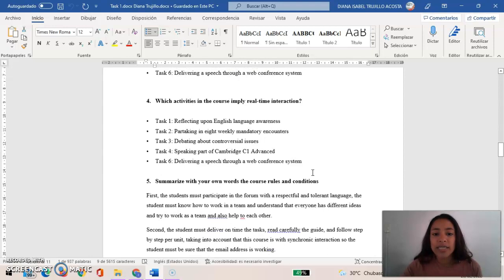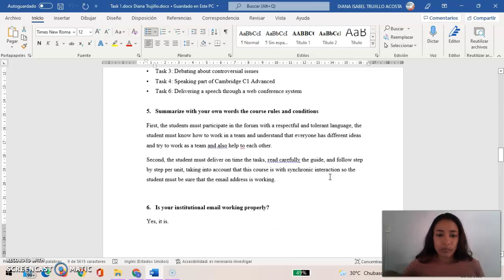Which activities in the course imply real-time interaction? Task 1, reflecting upon English language awareness. Task 2, partaking in 8 weekly mandatory encounters. Task 3, debating about a controversial issue. Task 4, speaking part of Cambridge C1 Advanced. And Task 6, delivering a speech through a web conference system.